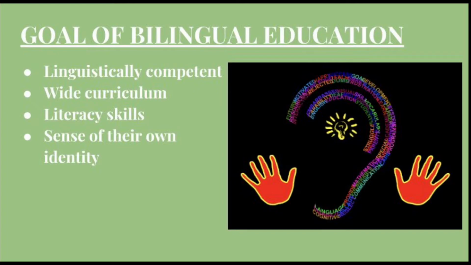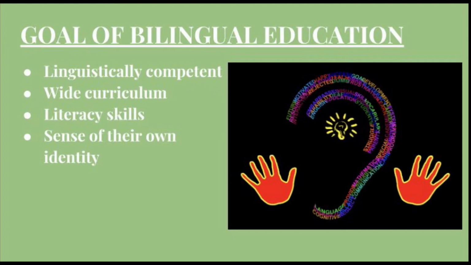The second goal is to have access to a wide curriculum. This gives students more opportunities to learn than having a limited curriculum of basic education. The approach also wants to facilitate good literacy skills. Having good literacy skills like phonetic awareness, vocabulary, awareness of print, reading comprehension, and spelling will set students up for success when they move on to bigger things in life.